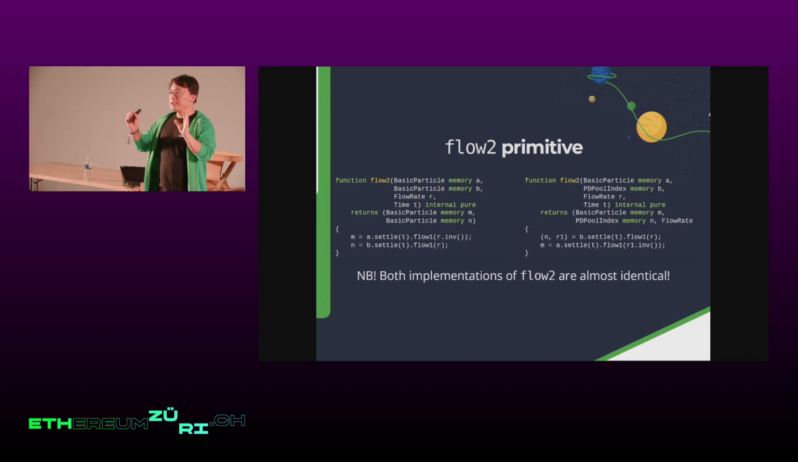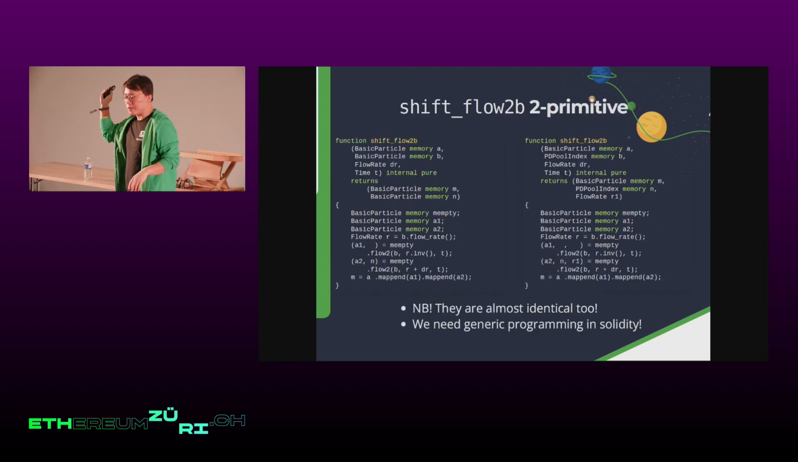And in Solidity, I have to write this twice for different data structures. On the left side are two basic particles. On the right side, you have a basic particle, which is A, and you have a pool, which is B. As you can see, the functions look very similar. The body of the function is almost identical. It's not a coincidence. Let's see another example. Then you have shift and flow. They are almost the same, just with different input types, A and B, and slightly different type signatures. But the structure of the function is almost identical.